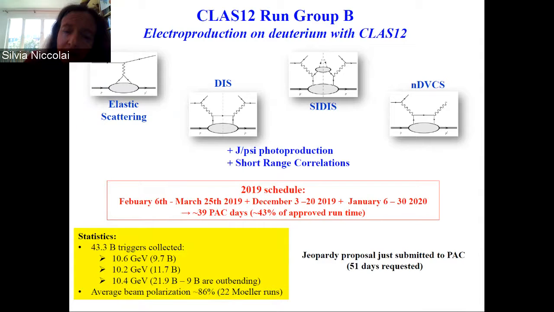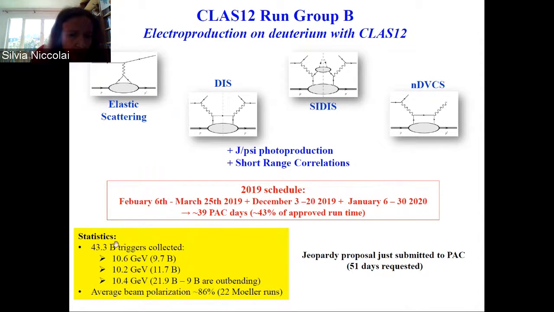So roughly the first half of the run group B experiment ran during last year, 2019, in 3 different run periods: one that we call the spring run between February and March, then we had the fall run in the first part of December and the winter run in January. In total, this comes up to 39 PAC days, which corresponds to 43% of the approved runtime that was 90 PAC days.